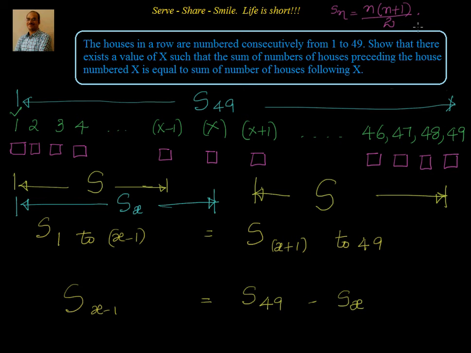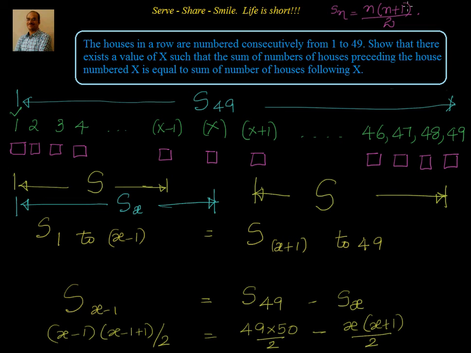Now we know the formula for this. Directly we found out the formula, so let's substitute that. Starting from 1, x minus 1 terms, n equal to x minus 1, so it will be x minus 1 into x minus 1 plus 1 divided by 2 is equal to 49 into 50 divided by 2 minus S of x, that's equal to x into x plus 1 by 2.